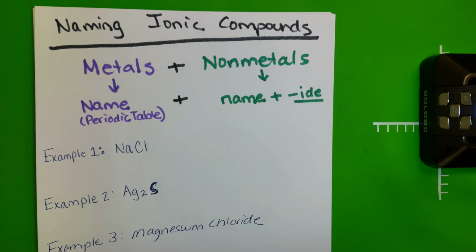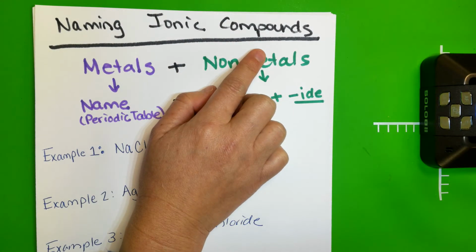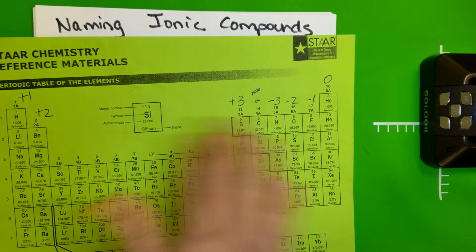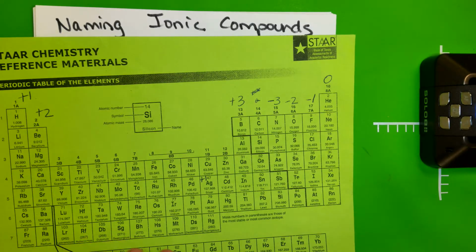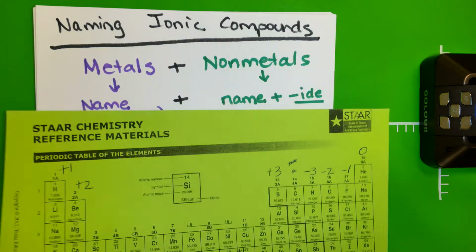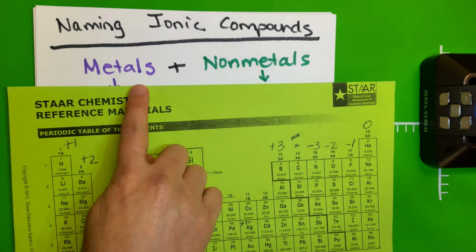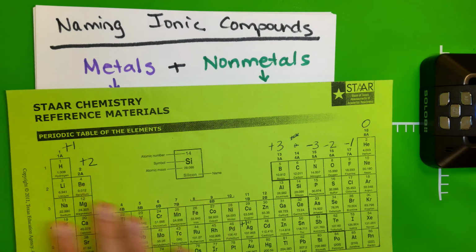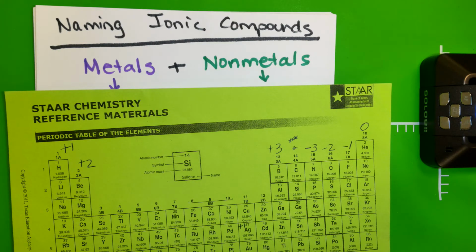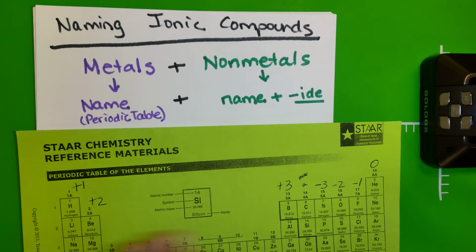So just a flashback from the past: ionic compounds mean two or more types of atoms from the periodic table bonding. Today we're going to keep it simple, with just two different types of elements. The first one is always going to be the metal, which is anything on the left side, and the second one is your non-metal, which is on the right side of this staircase.